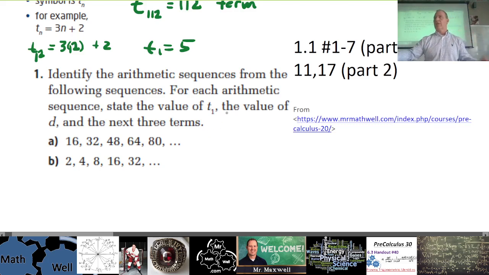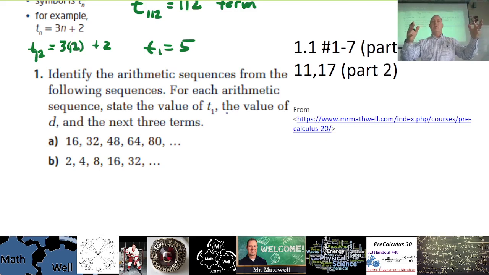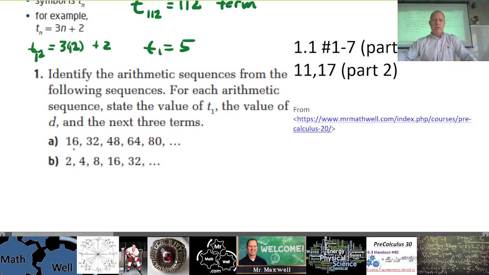An arithmetic sequence is one in which the numbers that are listed are separated by the same difference each time. Okay? So let's take a look at the first one. The first sequence is 16, 32, 48, 64, and 80. Can we tell from this whether this might be arithmetic or not? Yes. It looks like we add 16 to get the next one. Here we add 16, here we add 16, and here we add 16. So the common difference is 16. This appears to be arithmetic. Are you good with that? Yep. All right. So yes, it's arithmetic.